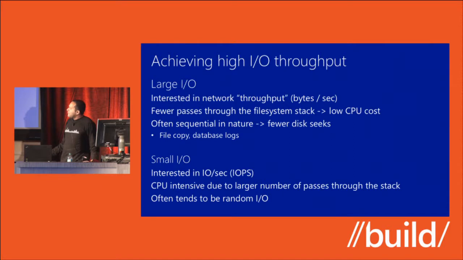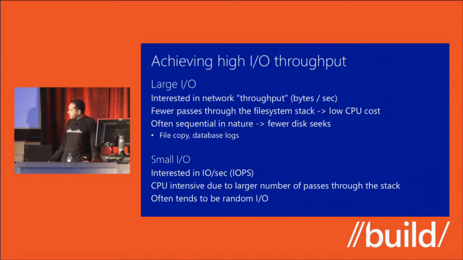Very often, large I/O is sequential, like your database logs and things like that, which are sequential in nature. So disks also do very well on large I/Os. Your file copy or database logs are examples of large I/O, and this is fairly easy to achieve with low CPU utilization. Now, when you come to small I/Os, that's when things get much more difficult.